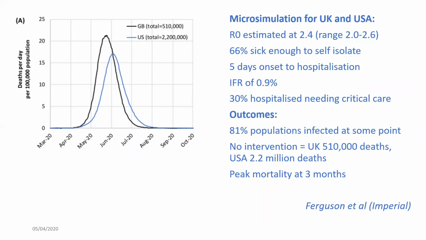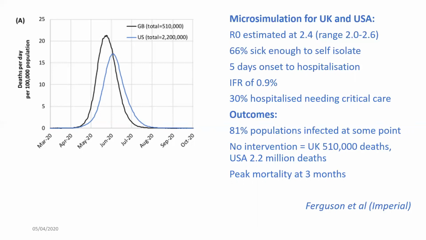They assumed that there would be a 5-day period between symptom onset and hospitalization, an infection fatality rate of 0.9%, which I'll come to in a different talk, and they assumed that around a third of people who were hospitalized would need some form of critical care during their admission.